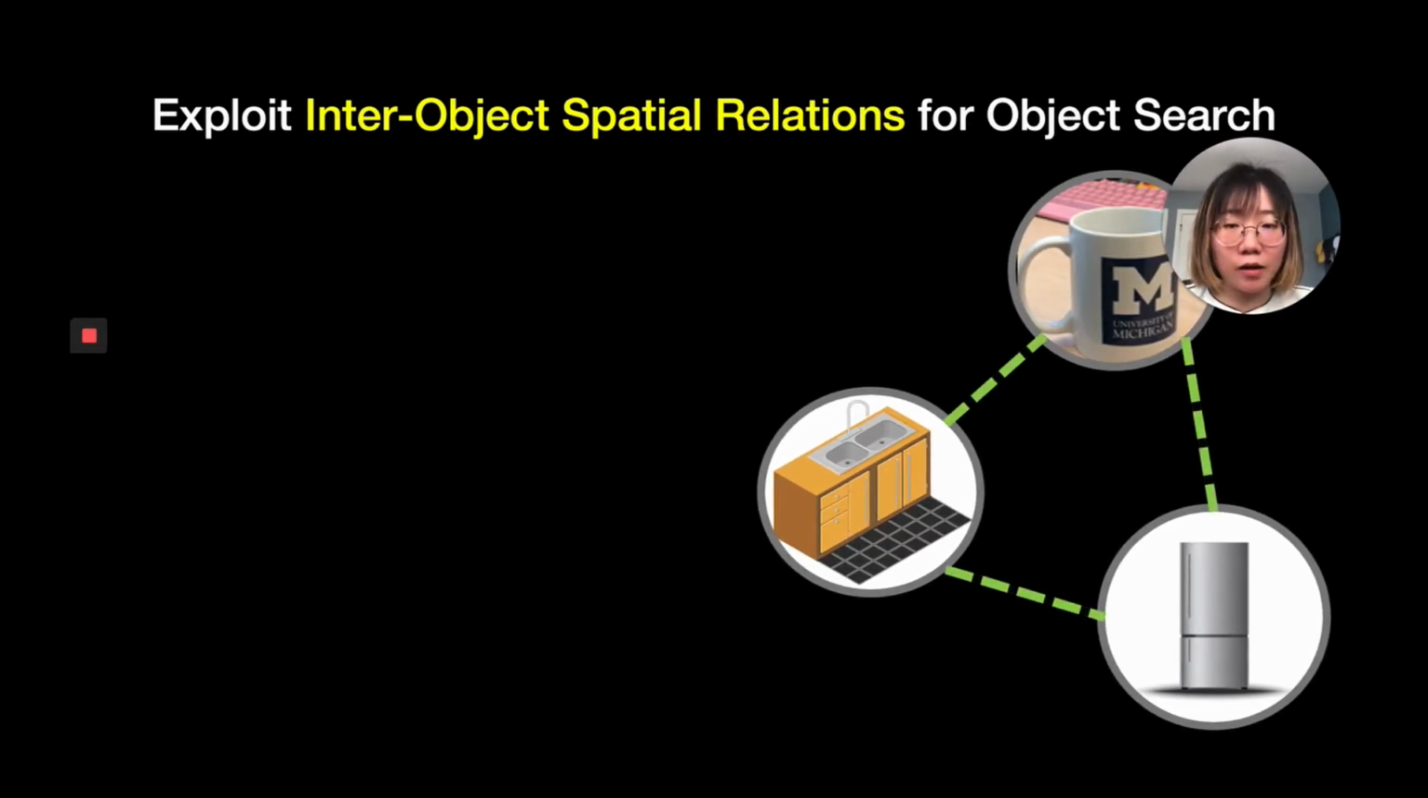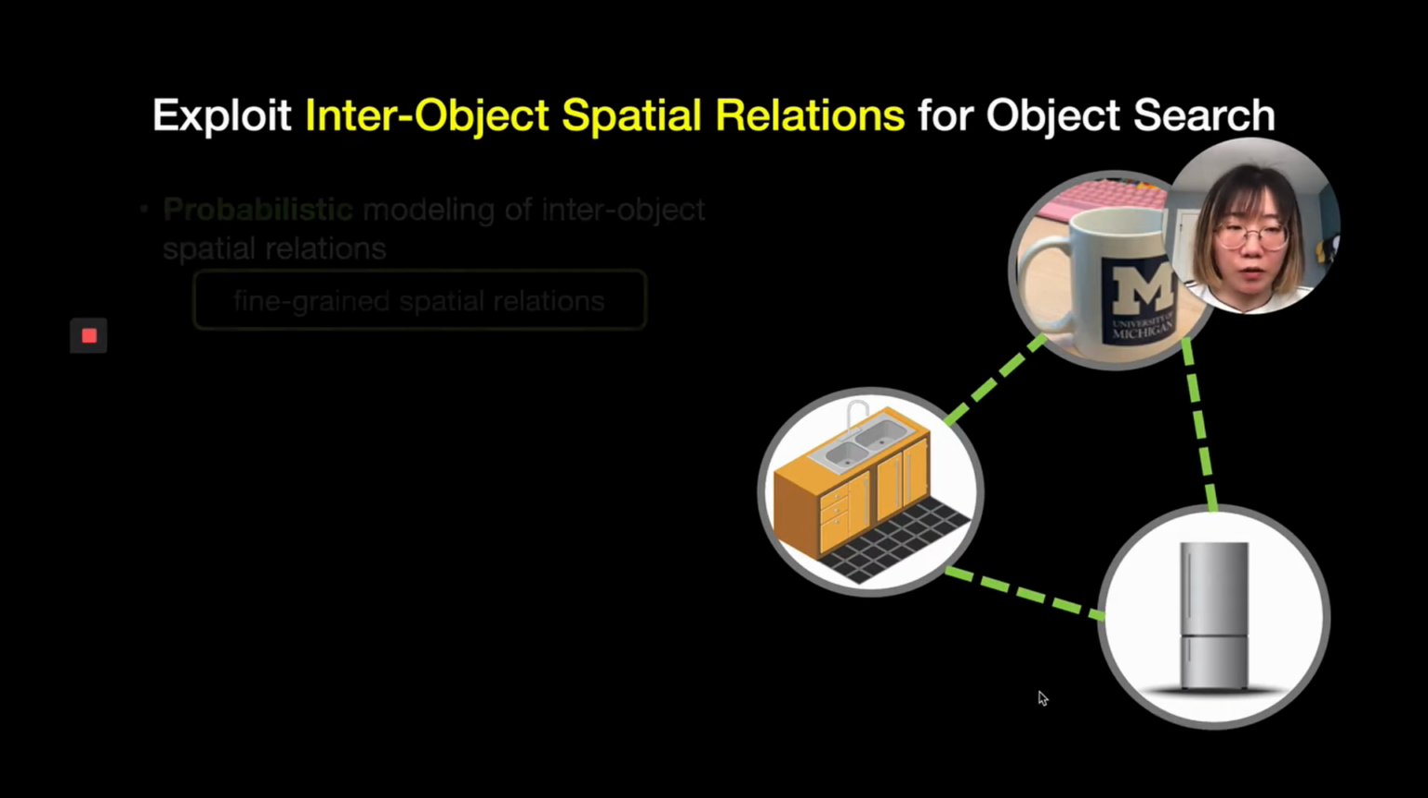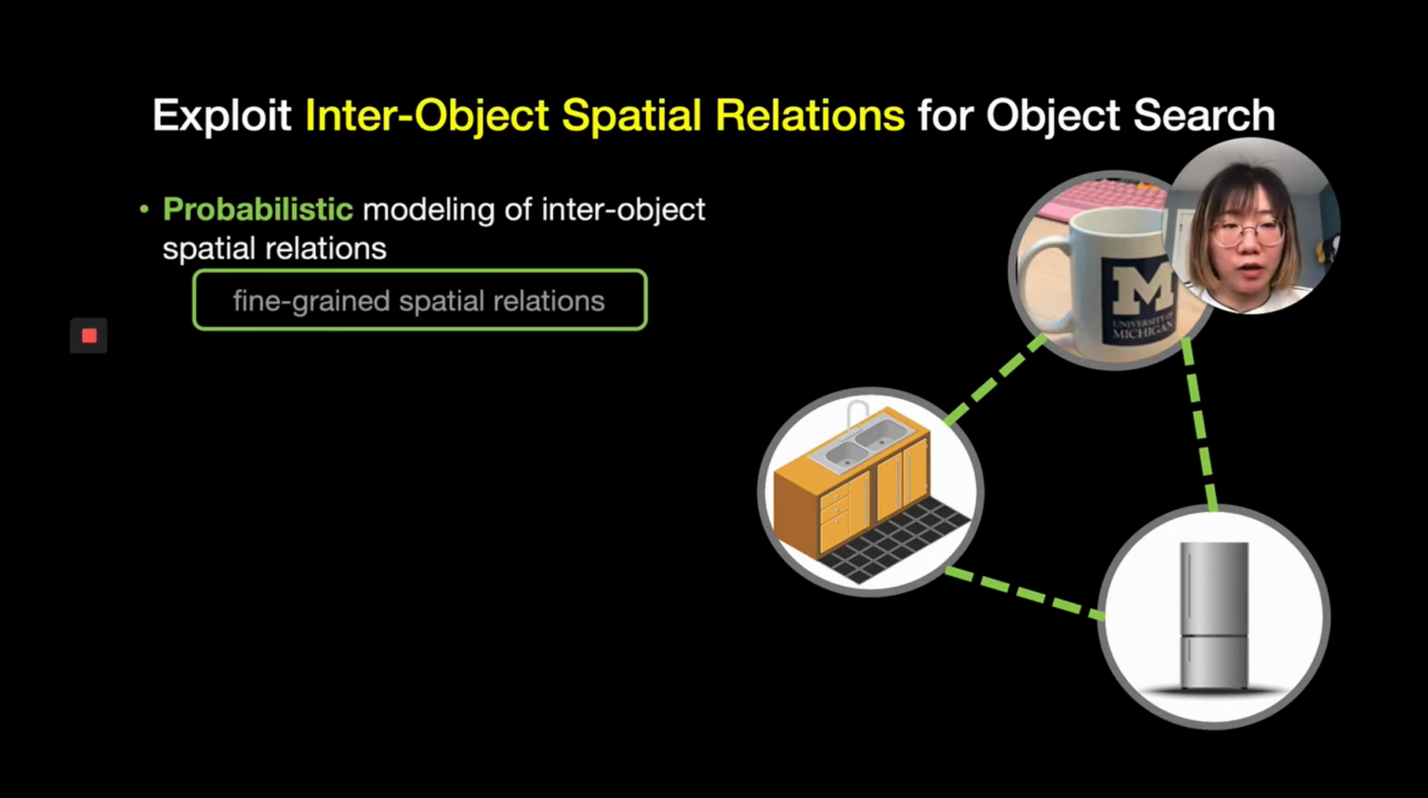And in our work, we probabilistically model the spatial relations between different pairs of objects. Compared to existing works, we have developed finer-grained spatial relations between objects. For example, we model the in, on, and next to relations between objects compared to coarse co-occurrences as modeled in previous works.